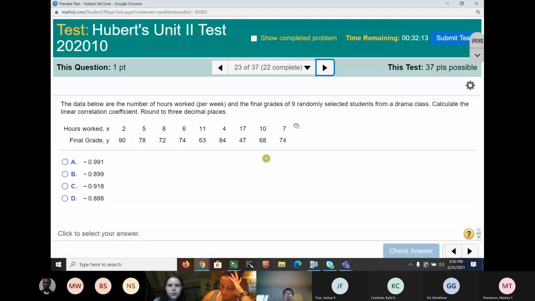Okay, let's do this one. Find R. Punch it in. I'm not going to punch it in. I'm going to let y'all do it. I'm not fooling with this mouse anymore today. I'm done.